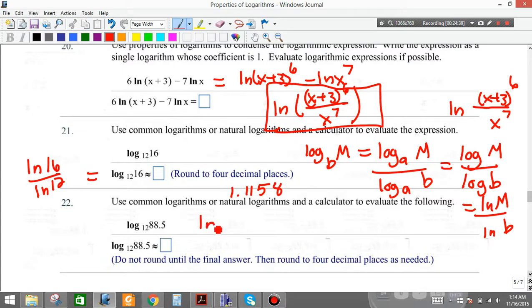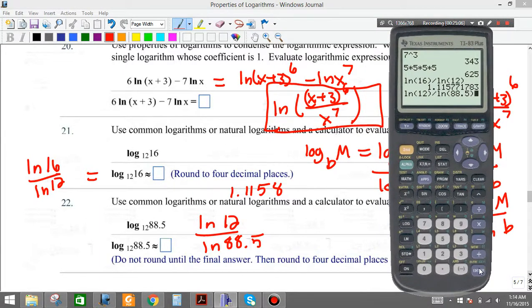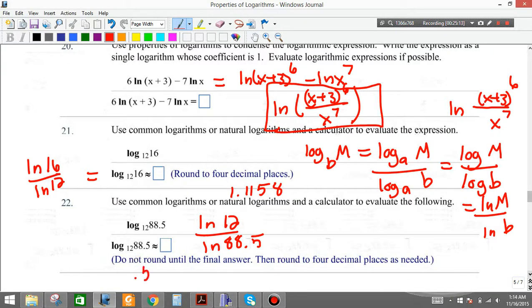In a similar way, this one is the natural log of 12 over the natural log of 88.5. We'll put that in. Assuming that's still four decimal places, it is 0.5543.